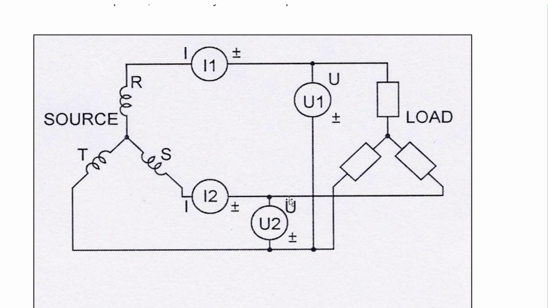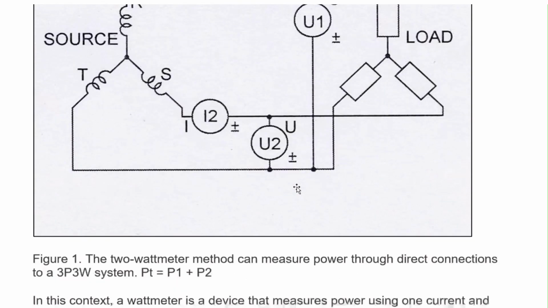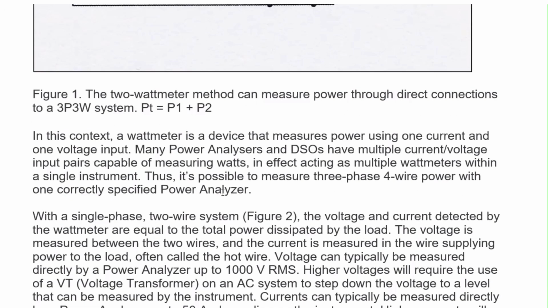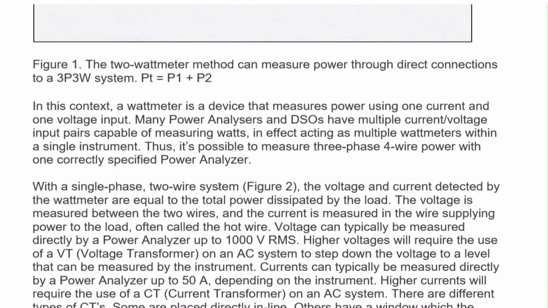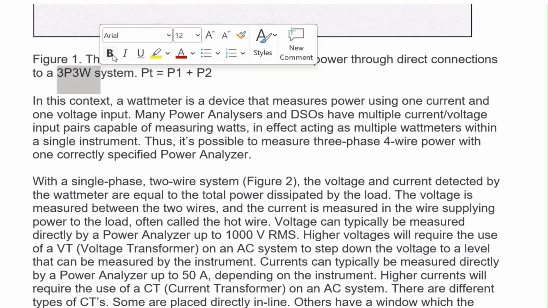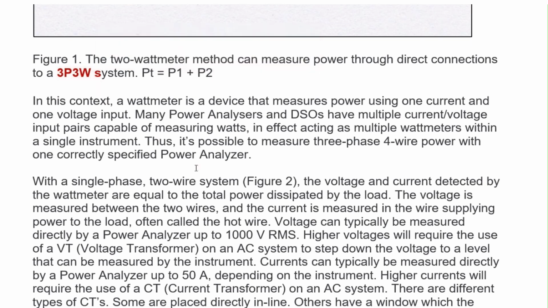So the two phase voltages are measured and two phase currents are measured, and thus the total power consumption of the circuit can be calculated by adding these two powers in the three phase three wire system. So 2 wattmeters are being employed in the three-phase, three-wire system, right?